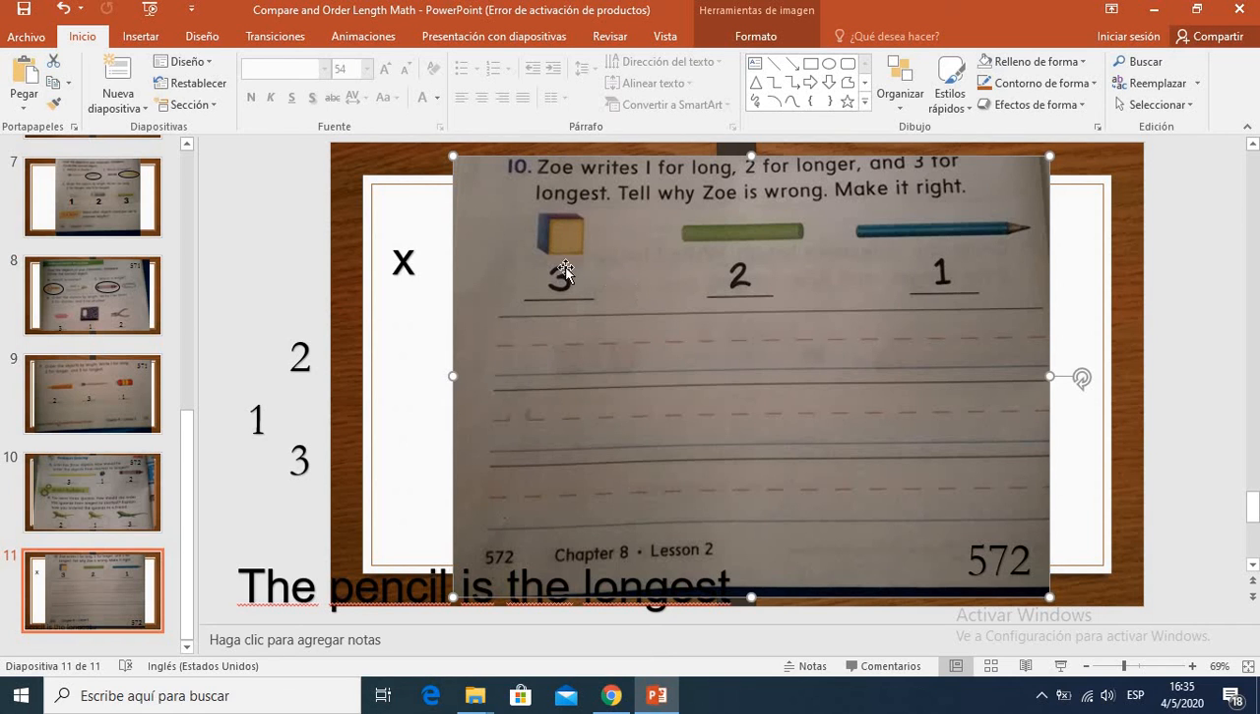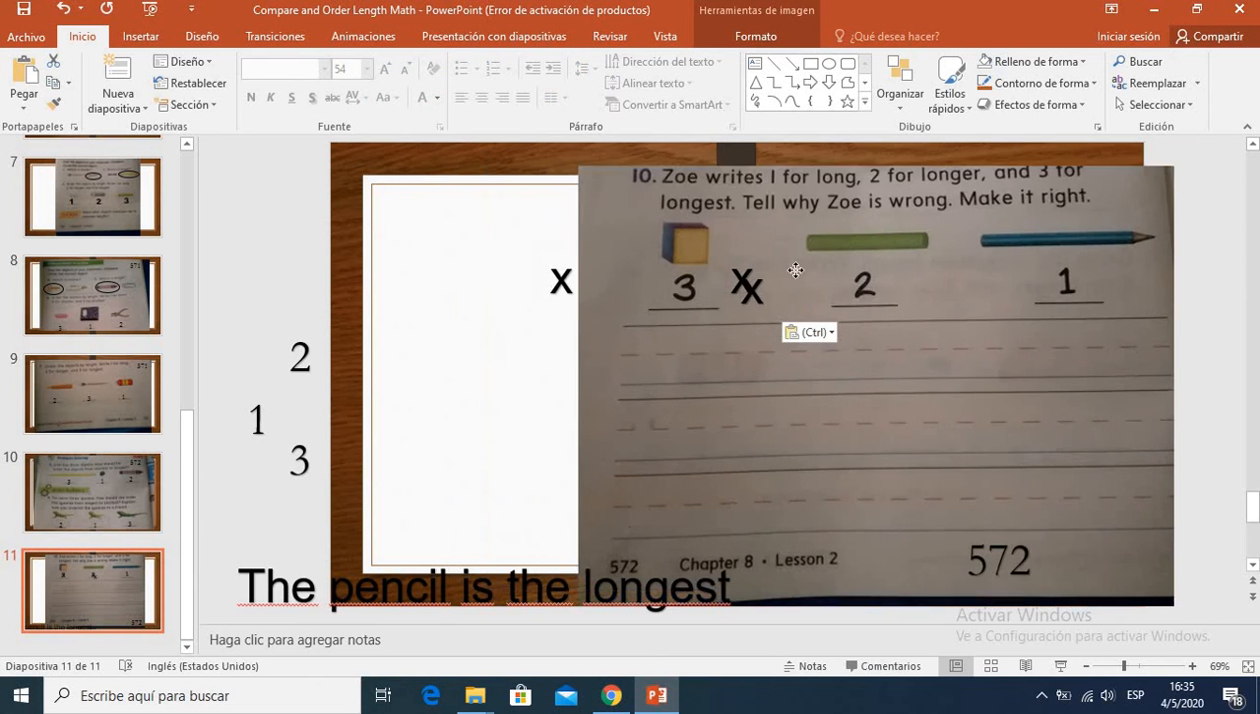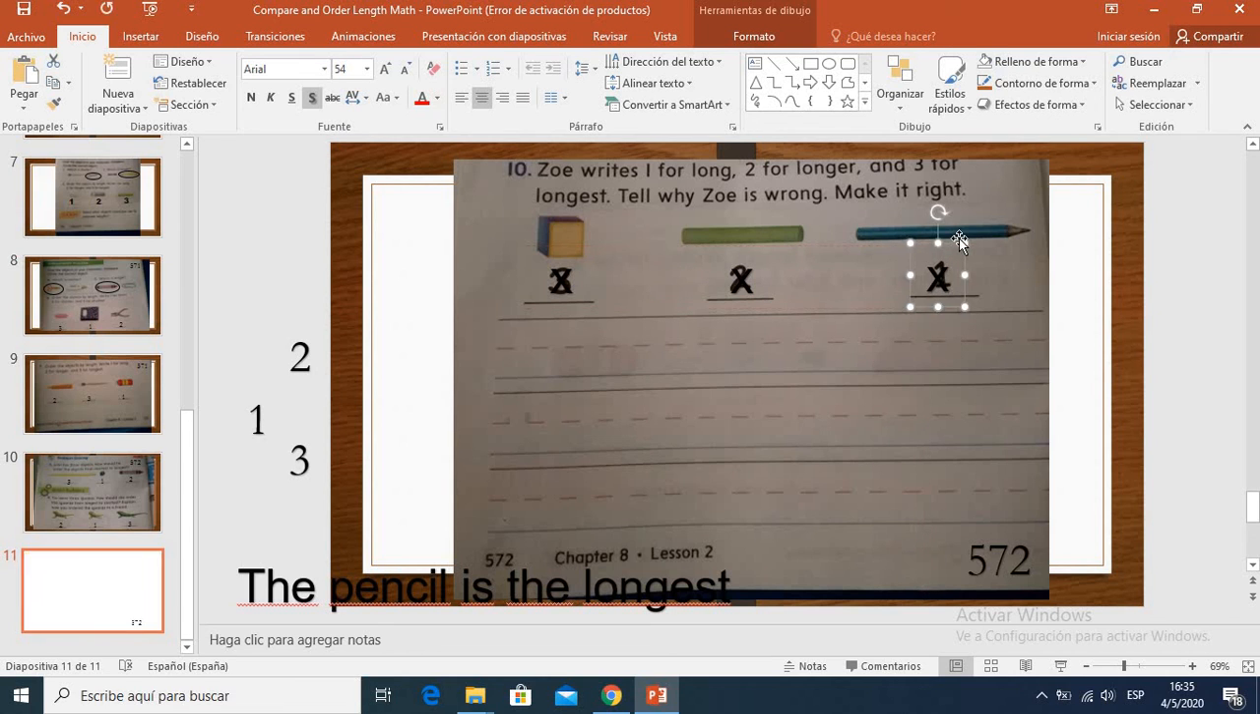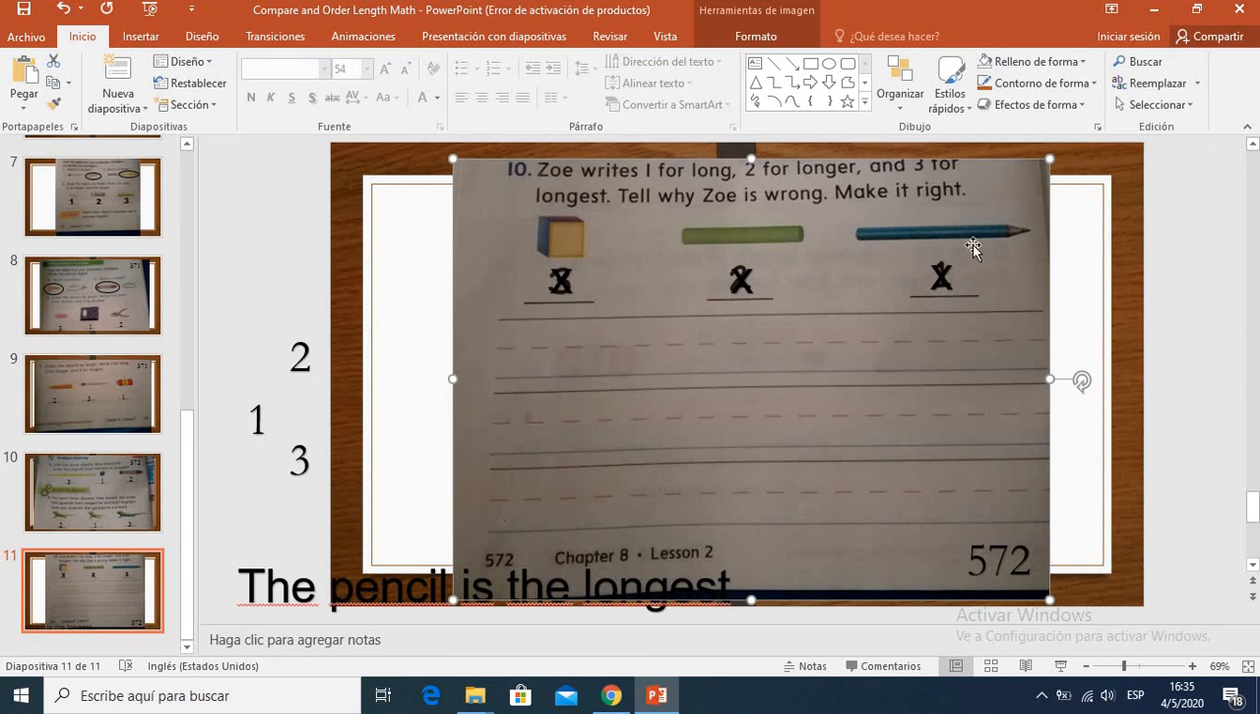No, it's incorrect. So, the first thing you need to do is to draw an X over each of the numbers. Come on, do it. Because this is incorrect. You need to draw an X over the numbers. And we're going to make it right. We're going to fix this mess that Zoe did. No, Zoe, that's not correct. Did you do it? Did you write an X over the numbers? Nice. Okay.